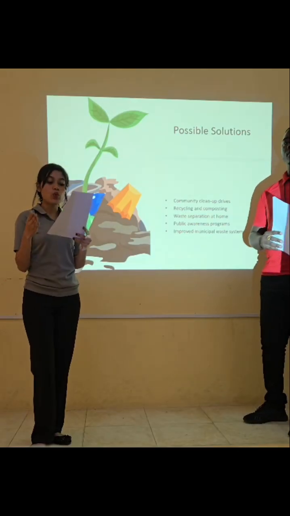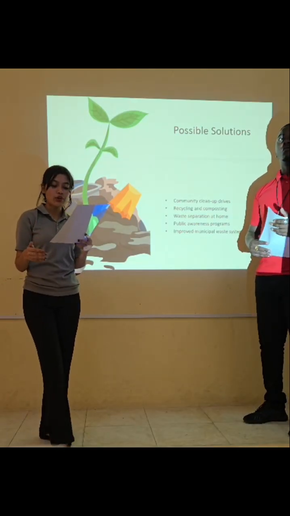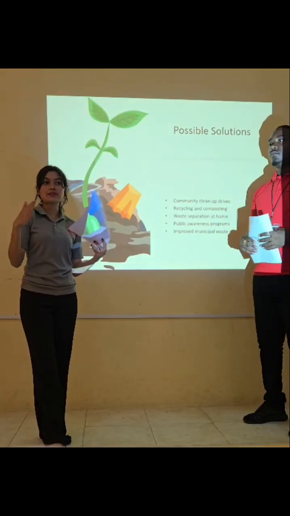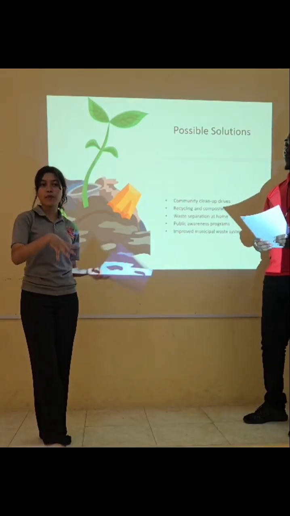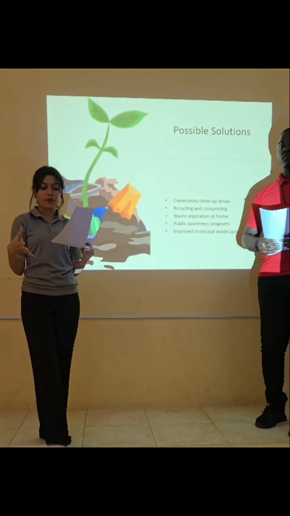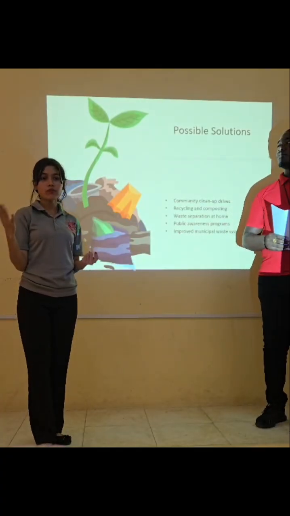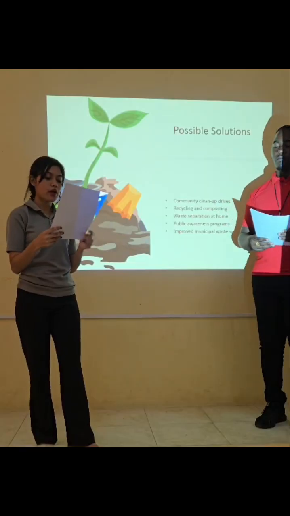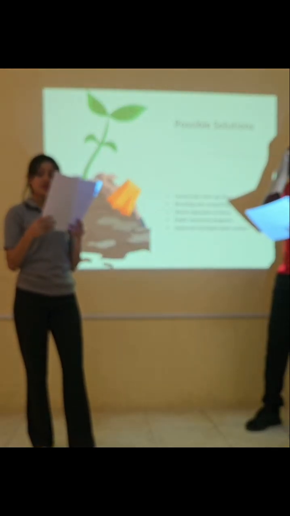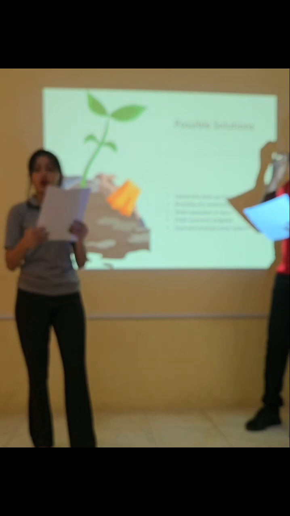We also need waste separation at home, so garbage can be managed more effectively, where we would put plastics in one bin, and paper in another bin, like separate them, so we can dispose of them accordingly. And of course, public awareness programs can help teach people how to dispose of waste properly.